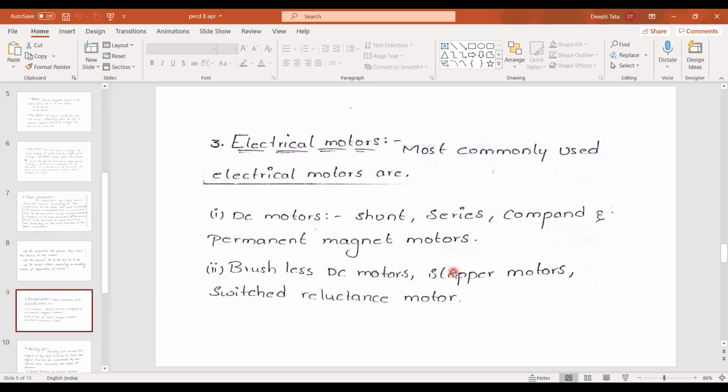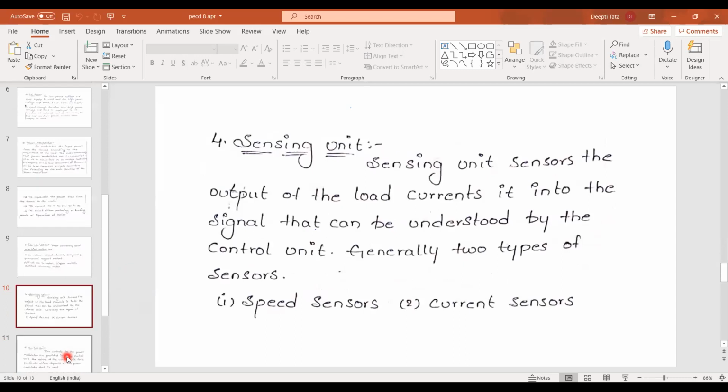So these are the different types of motors present. Depending upon the layout or structure or existence of the system or requirement, you can use different types. And the last one is the sensing unit.